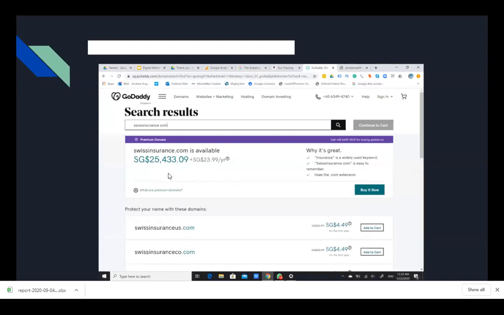This is another keyword called SwissInsurance.com. When I was looking for it, it cost $25,000. So sometimes for the keyword that you want to use, it's good that you book it first before other people do. This guy bought it years ago, bought SwissInsurance.com and kept it for many years. So if you want to buy it, you need to pay that much money, in US dollars.